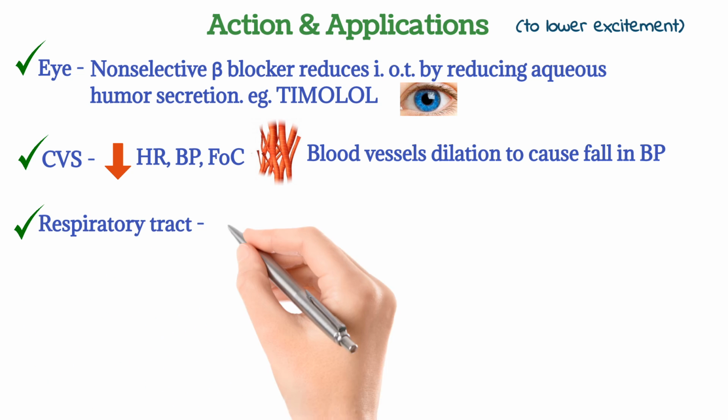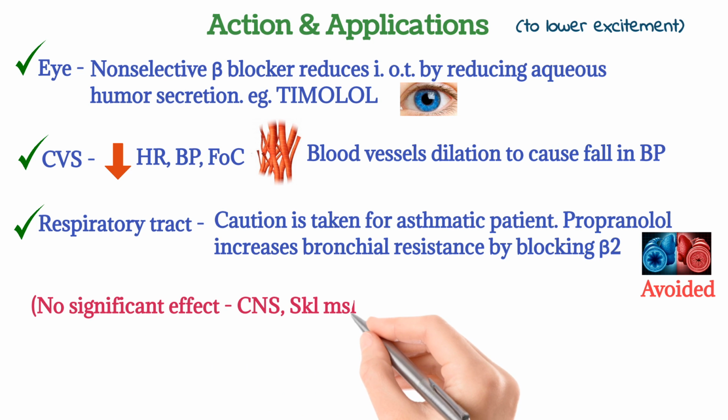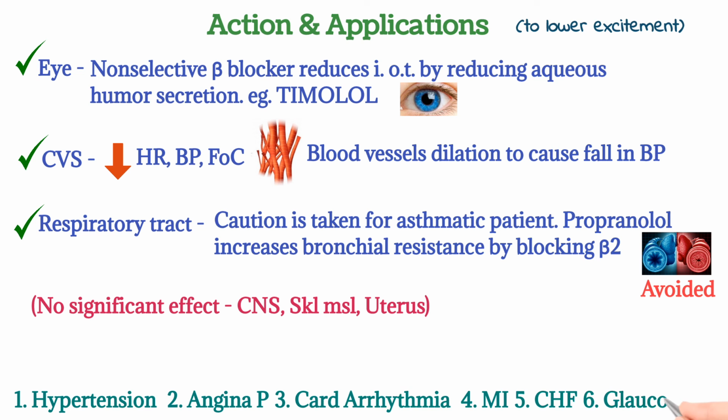And third, in respiratory tract, yes, caution has to be taken. Caution is taken for asthmatic patients. For example, propranolol, that is a kind of non-selective beta blocker that can cause a blockade of beta 1, beta 2, beta 3, increases bronchial resistance by blocking beta 2 receptor. So it has to be avoided, or caution has to be taken whenever we are giving such antihypertensive drugs which act on these beta receptors to asthmatic patients. And there is no significant use in CNS, skeletal muscle, and uterus, so we are not discussing that over here.